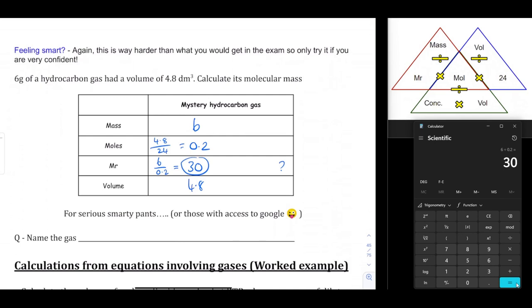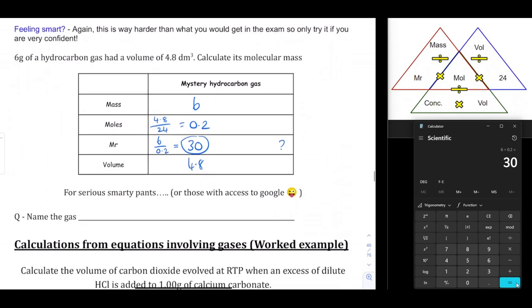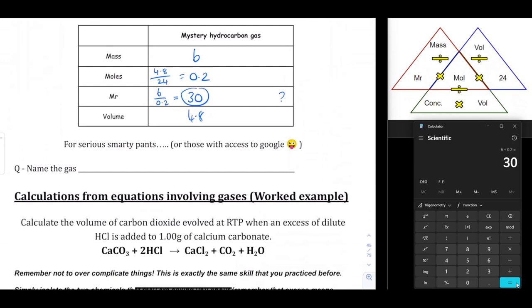Now, we know it's a hydrocarbon gas, so we know it can only have carbon and hydrogen, because hydrocarbons only have hydrogen and carbon in them. So I'm going to guess that it's probably 2 times 12. That will give me 24. And then what's left over, I can only make up with the hydrogens.